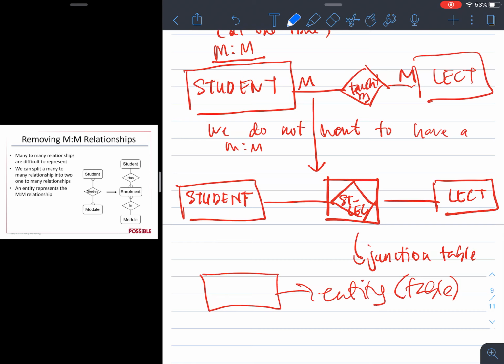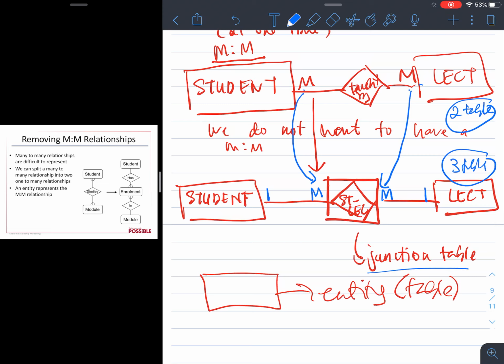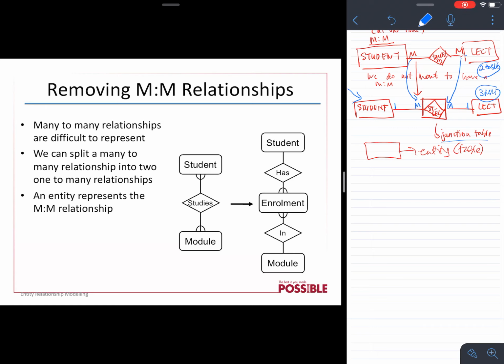Let's look at the cardinality. Initially M to M, right? So bring this M to the junction table, so you put it here. Bring this M to the junction table, so you put it here. So what are you going to put at student and lecturer? 1, 1. So now, instead of 2 entities, you have 3 tables, including the junction table, and you do not have a many-to-many really. It is already one-to-many, one-to-many. So the end product of your ERD should be this one. This is to avoid many-to-many, removing M to M relationship with a junction table.